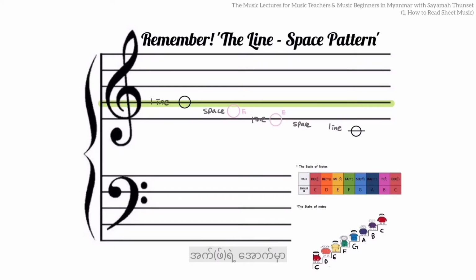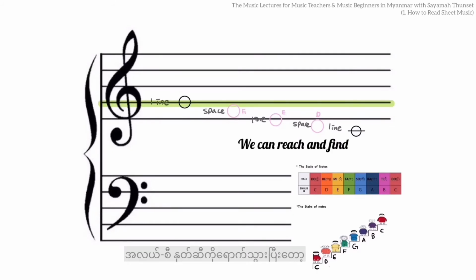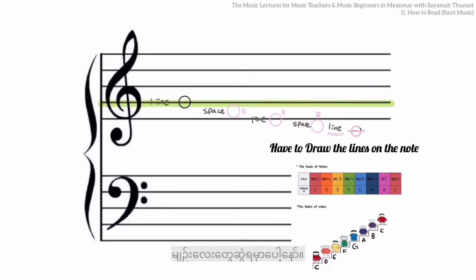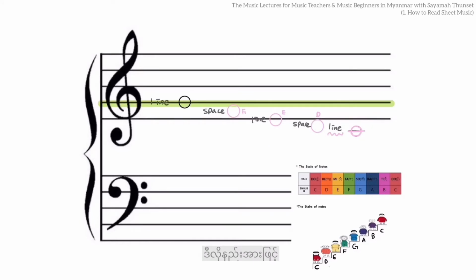Then E note is below F, and it will be on the line. Again, then D note will be located directly underneath in the space. When we do this, we can reach and find middle C note. But since there are no lines, we have to draw the lines on the note. In this way, you can reach the middle C that we know. Is everything understood so far?